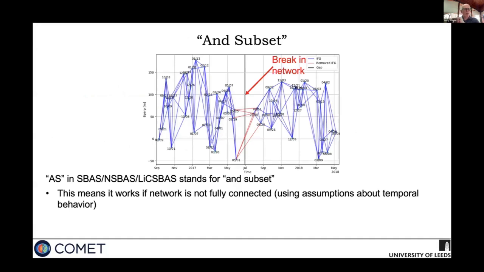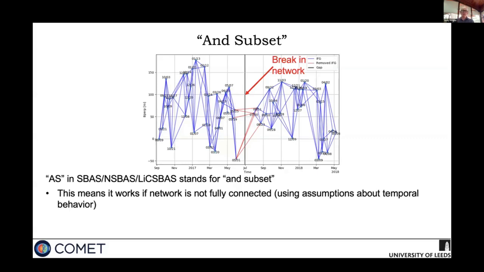Just a word on the AS in the term SBAS. And it's also in LiCSBAS as well, which is one of the algorithms we produced at the University of Leeds, and NSBAS, which is a French algorithm. So the AS stands for "and subset". And what that means is that sometimes you might have a break in your network, such that you have no interferograms that span a certain time period. There's an example given here. So all the blue interferograms are good interferograms, and the red ones are bad interferograms.